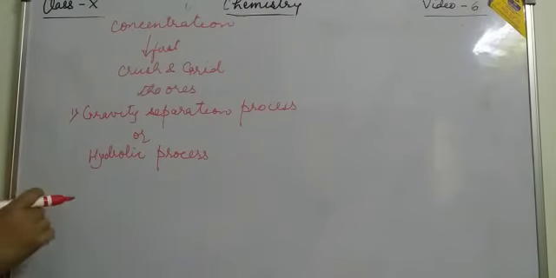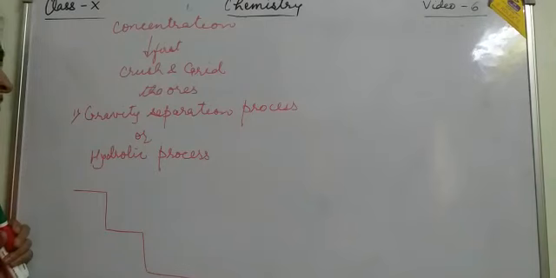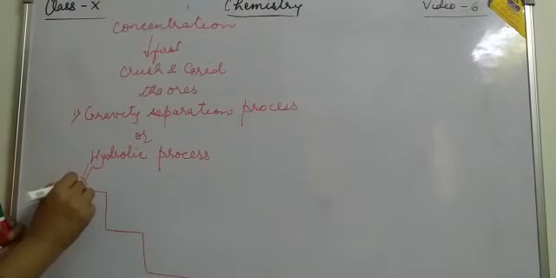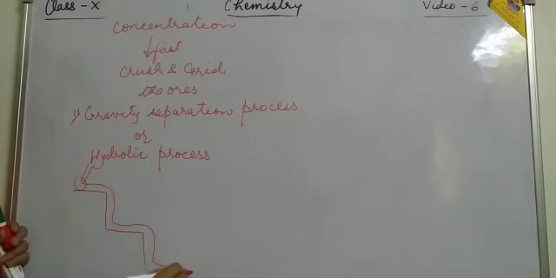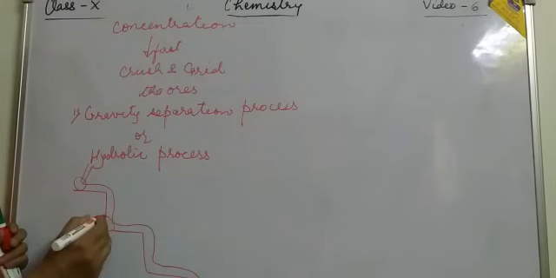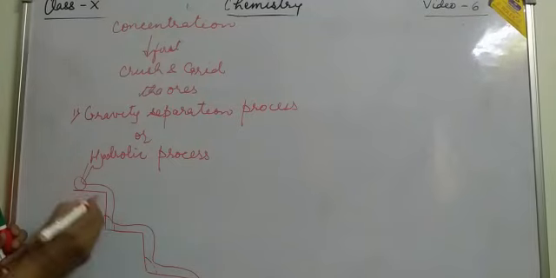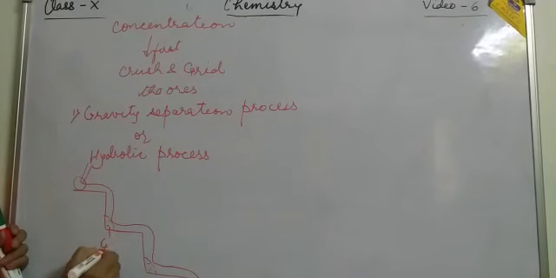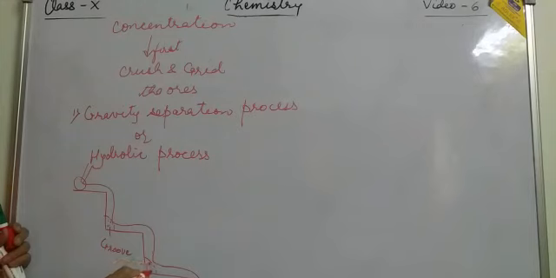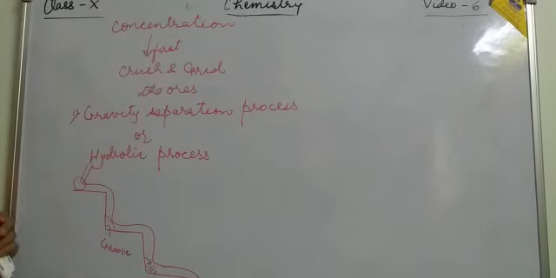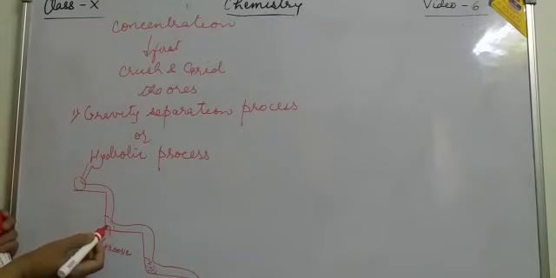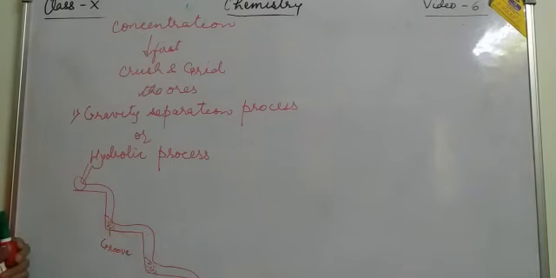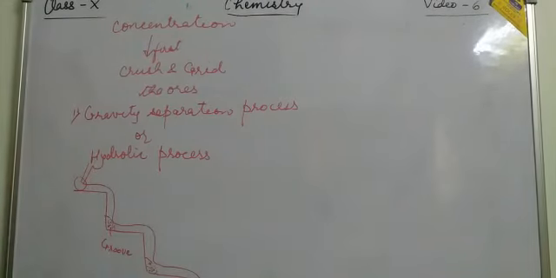Hydraulic washing means the ore is placed in this type of chamber, and water is passed through it so that water along with the impurities flows away, and the ores get collected in these grooves. If the ore is of higher density, it is deposited on the groove, and the different impurities are washed away by the water.